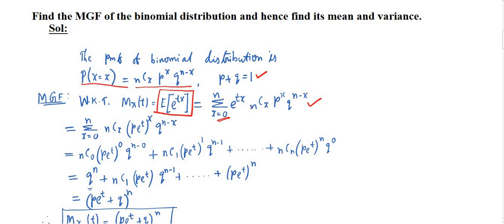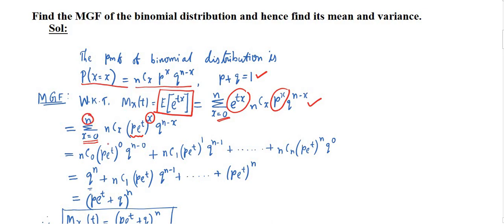Now we can simplify this. Here, e^(tx) and p^x: in these two terms, I am taking the power x common. So here it will be (p e^t)^x into q^(n-x). All remaining terms are the same. The next step, apply x equal to 0, 1, 2, etc.